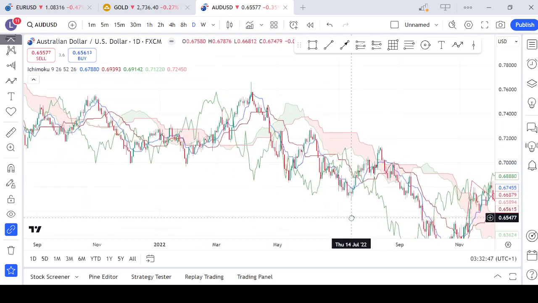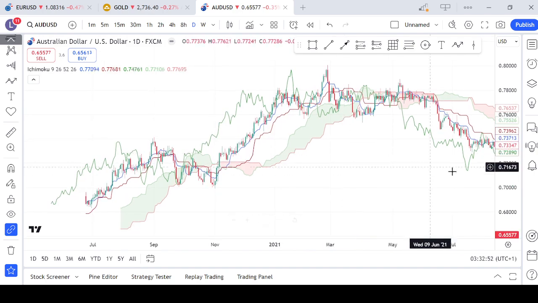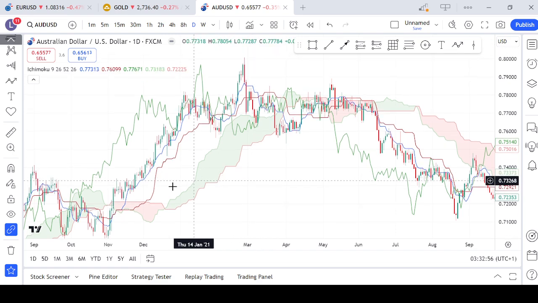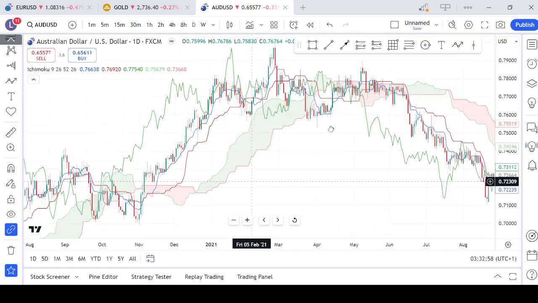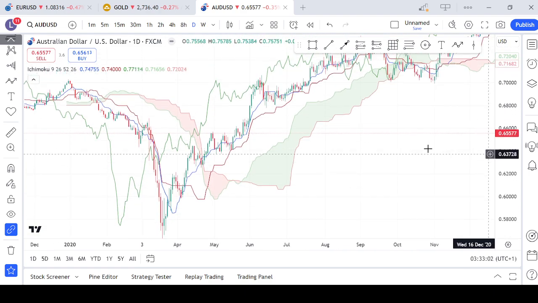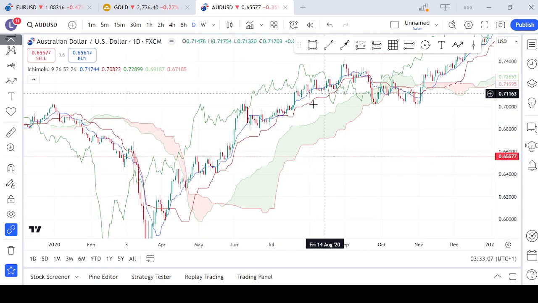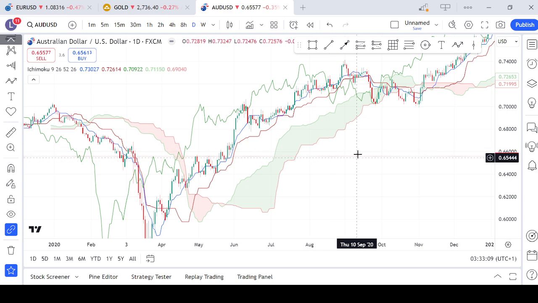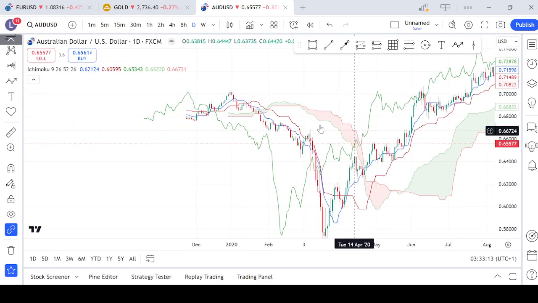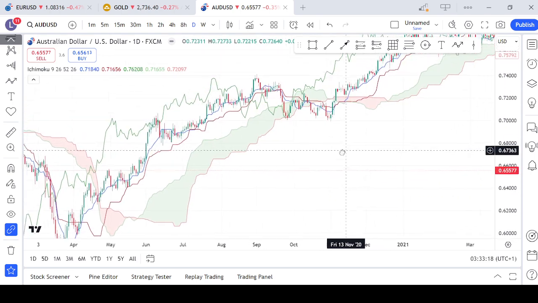See if I see a better example. You can see this is a bigger cloud, and you can see this is a strong bullish move right here. This is another big cloud. See the strong bullish move right here. When price is trading above the cloud, it indicates a strong bullish move in the market, and if it's trading below the cloud, it indicates a bearish move at play in the market.